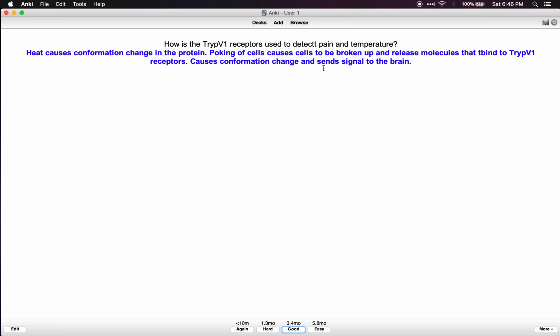For temperature, heat will cause a change in the TRPV1 receptor protein. Poking of cells causes cells to be broken up and release molecules that bind to the TRPV1 receptor, which causes a conformation change to the brain.